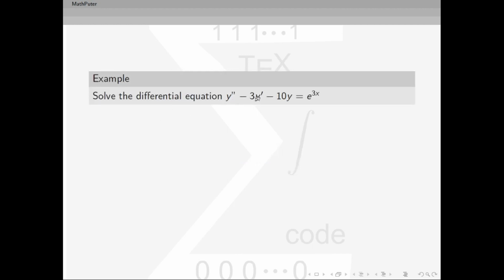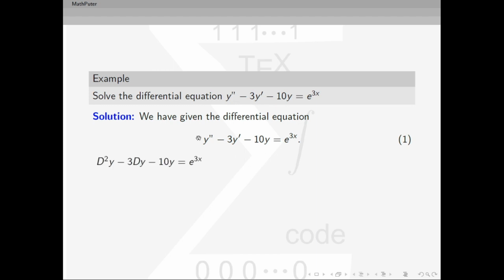The first example is d2y by dx square minus 3 dy by dx minus 10y is equal to e raised to 3x. Our goal is to find the solution of this differential equation. That means we have to find two parts. One is the complementary solution and another one is the particular integral. So let us discuss the complementary solution.